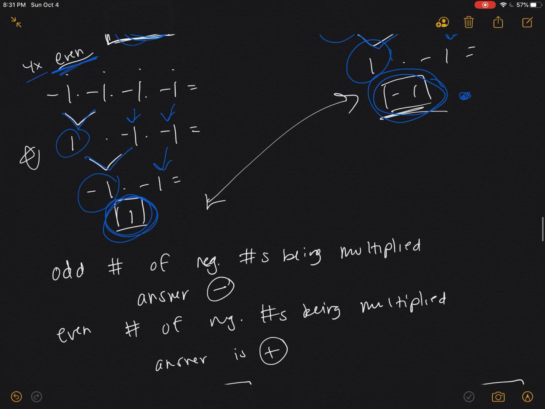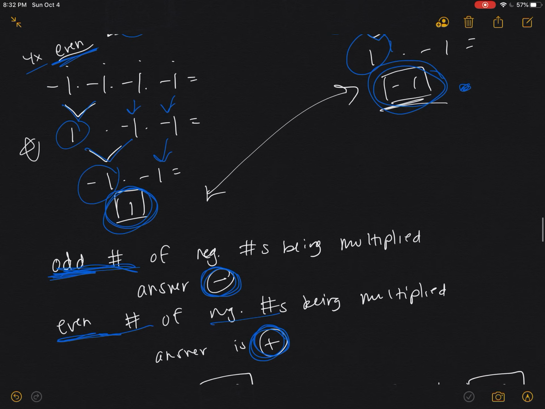So if you are multiplying a bunch of negative numbers and you have an odd number of them, then know your answer is going to be negative. Okay, if you have an even number of negative numbers that are being multiplied, your answer is going to be positive. Okay, and then you still have to actually multiply the numbers together, just basic multiplication. This is just to help you figure out the sign.